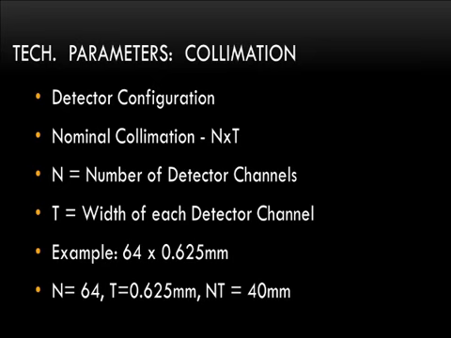Okay. A couple more technical parameters. Collimation, sometimes known as detector configuration. What I mean here is the nominal collimation, or the number of detector channels times the width of each detector channel. For example, 64 by 0.65. The total nominal beam width would be the product of those two, or 40 millimeters.